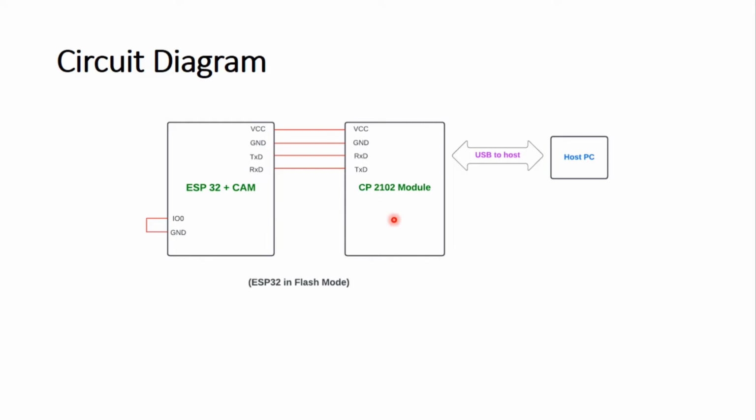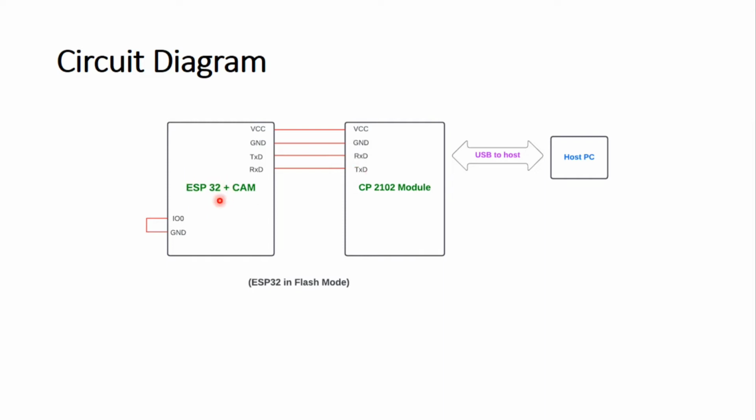The connections are given: VCC and the ground to power the ESP32. The RXD pin of this CP2102 module is connected to TXD, and TXD is connected to RXD, and these two pins are ideal for UART programming. So this justifies that the ESP32-CAM is programmed through UART only.